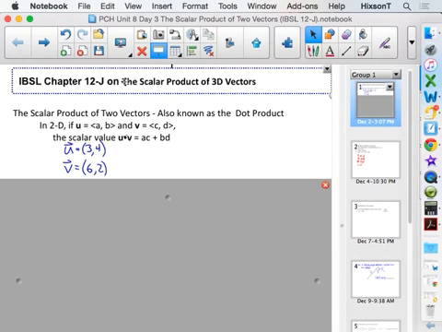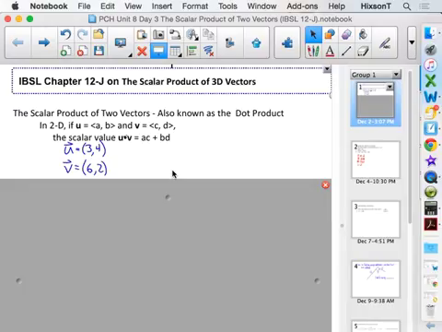Okay. Now, you guys already know the dot product is found by taking the horizontal components and multiplying them together, and taking the vertical components and multiplying them together, and then you add those 2 values together. The scalar product, or the dot product, is a number.